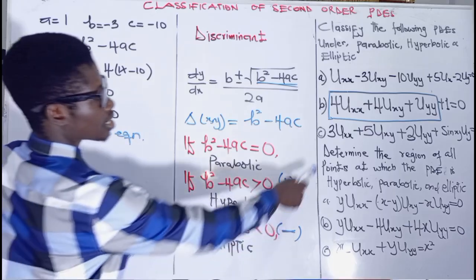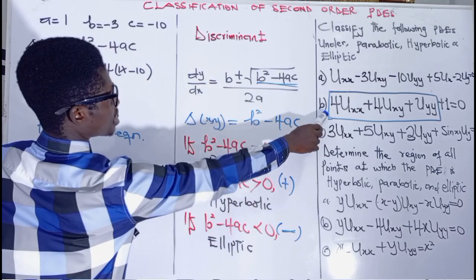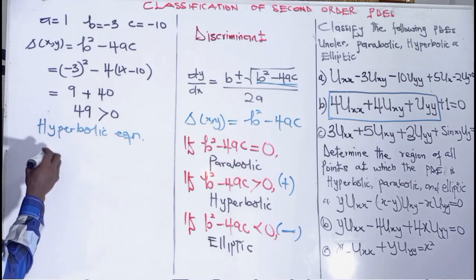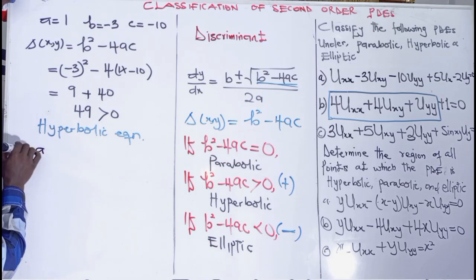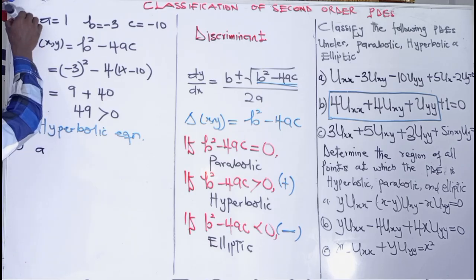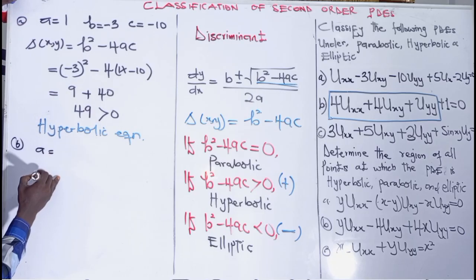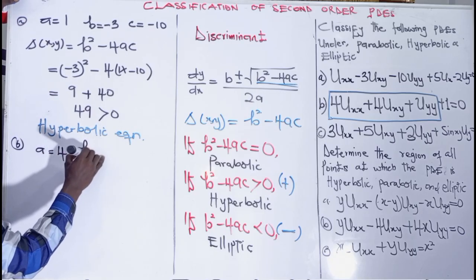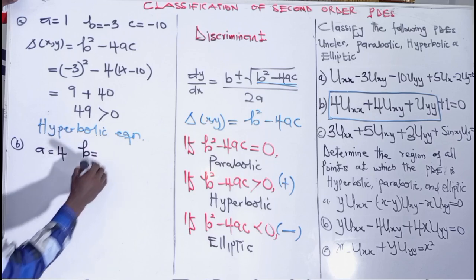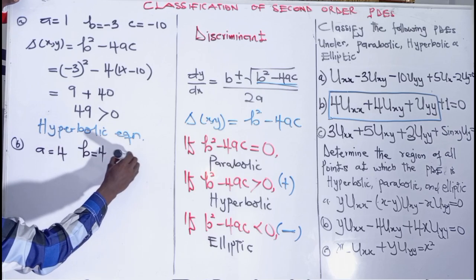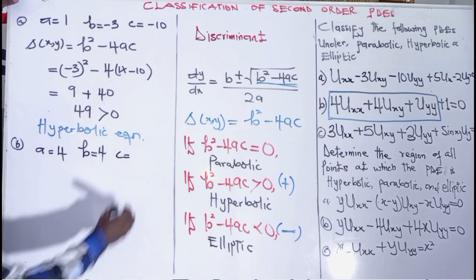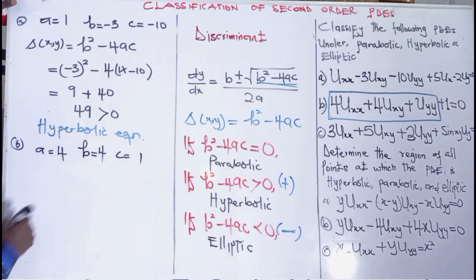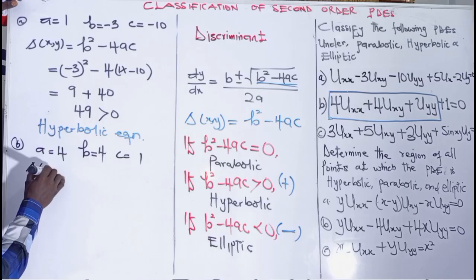Let's look at the second one, which is B. With the same approach, we are going to identify our A. Our A is the coefficient of uxx, that is 4. Our B is the coefficient of uxy, that is also 4. And then C is the coefficient of uyy, that is 1. So we have 4, 4, and then 1. Then we write our discriminant.